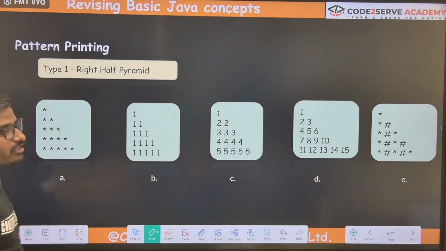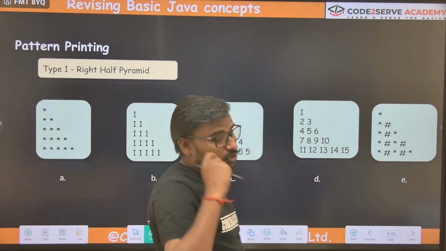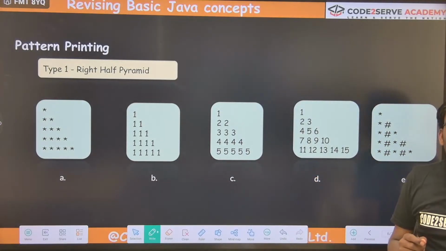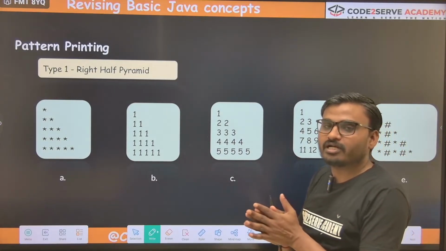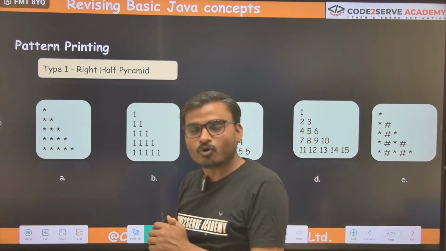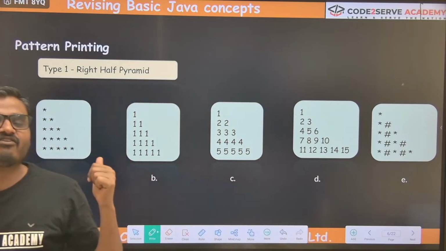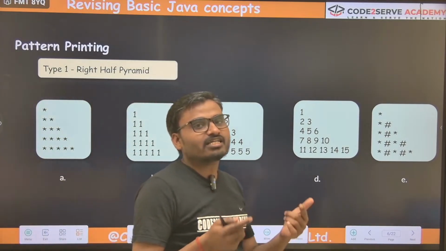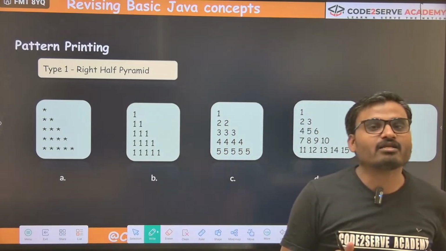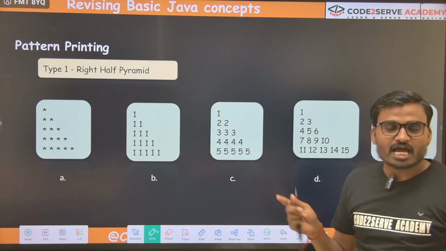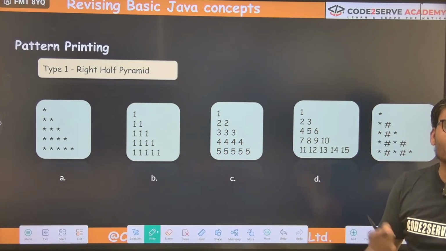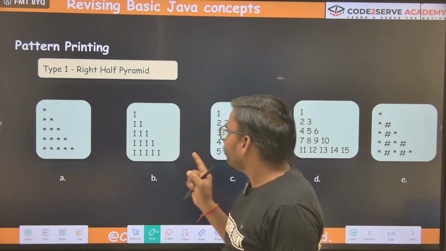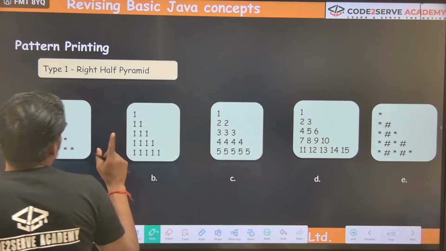So we are now approaching our last topic of this chapter, that is pattern printing. I have categorized all the pattern printing into 4 types. First, you have to identify in which category the pattern printing is falling, and based on that, you can apply the logic I am going to tell you. So the first is the right half pyramid.